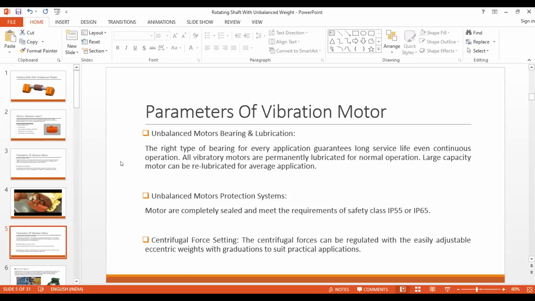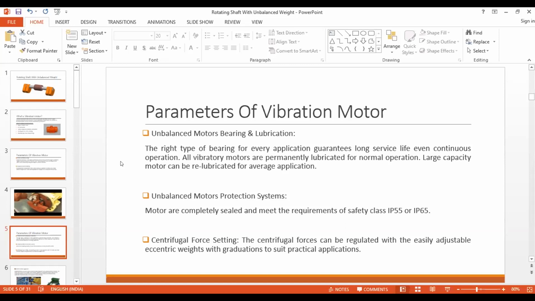The next point is the protection system. These motors are completely sealed and meet the requirements of safety class IP55 or IP65. Everyone knows that IP65 is waterproof and IP55 is dust proof. So if the application environment has some watery situation, there we can use IP65. Mostly in the food industry and pharmaceutical industry, we use IP55.